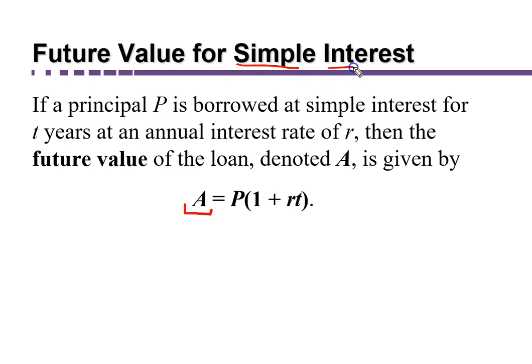That's the key. But now future value, the letter A, is equal to the principal, and then in parentheses 1 plus rate times time. And here time is in years. So a modification of our interest formula, simple interest, to now give future value. So include that in your notes.